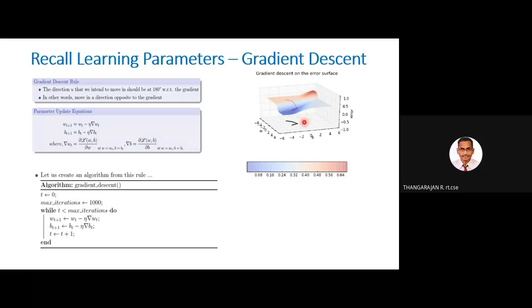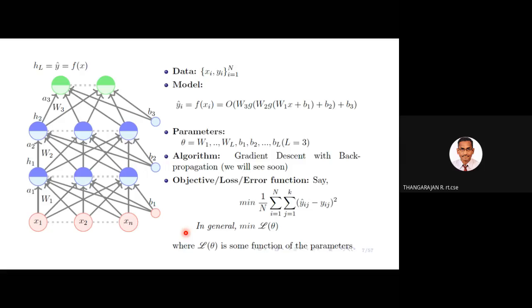And here I told you this figure. If you start from this point, the error is higher. As you move along, as you differentiate, the path it takes is like this, and finally comes to a place where the error is minimum. Just compare with the previous slide. That's what we are doing: we are trying to minimize the error, sorry, the loss function.